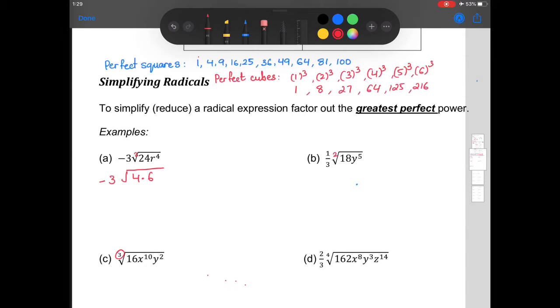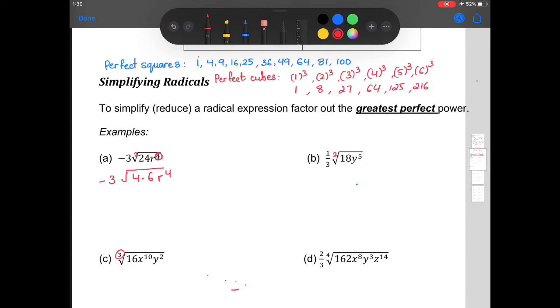Now, how do I check if my variables are perfect squares or perfect powers? You look at the index. Here, my index is 2, and look at my power. It's 4, so it has to be a multiple of your index. 4 is a multiple, so you don't need to break it. You just leave it as r to the 4th. So this is how you simplify it.